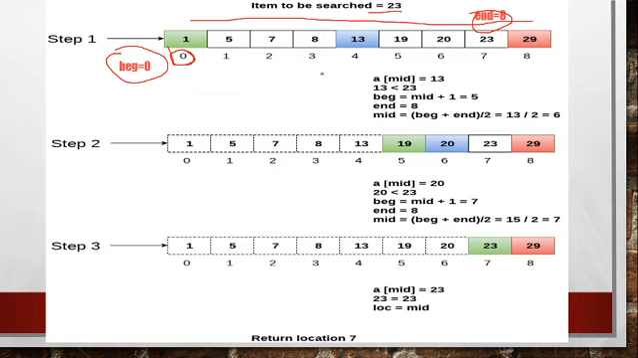Now how do you divide in two halves? By dividing by 2. Now I am going to find the mid. Mid equals beginning plus end divided by 2. Beginning is 0 and end is 8, so 0 plus 8 divided by 2 equals 4. Now see, at index 4 what is the element? 13. So is 13 equal to 23? No.